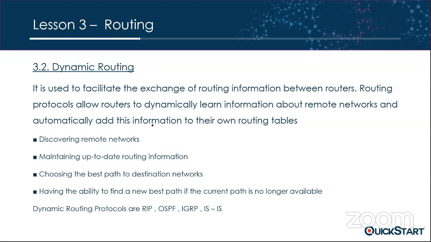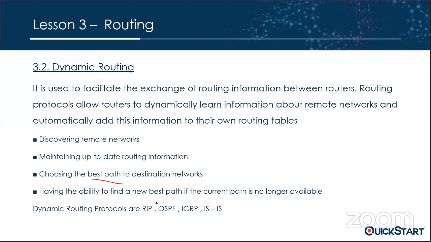Routing protocols allow routers to dynamically learn information about remote networks and automatically add this information to their own routing tables. So what dynamic routing does: discovering the remote networks, maintaining the routing information, right? The best path. This is the main key. You need to choose the best path before sending the packet to the destination network.